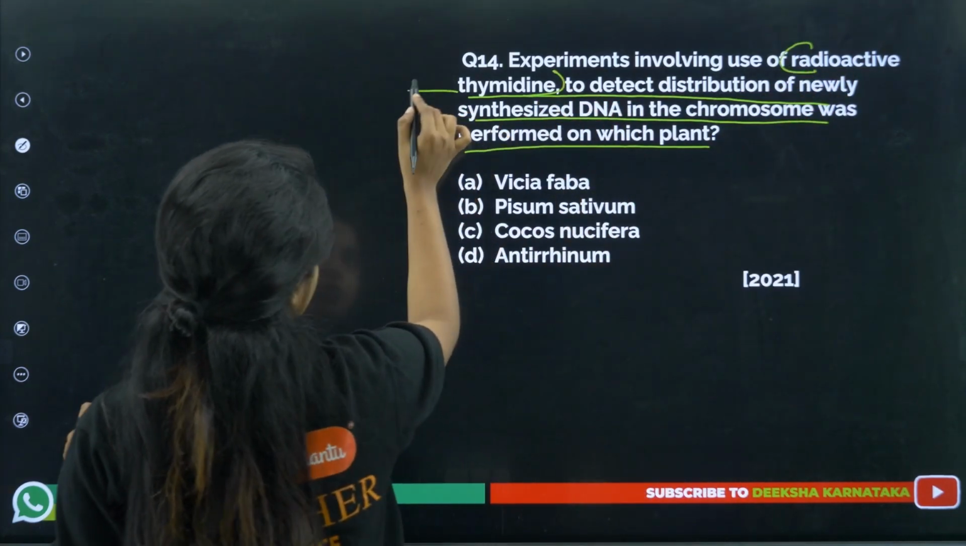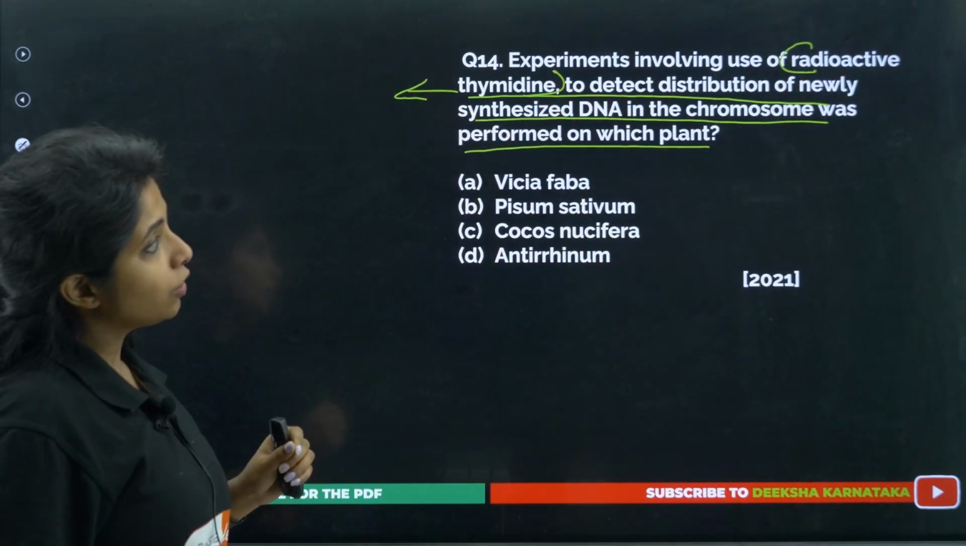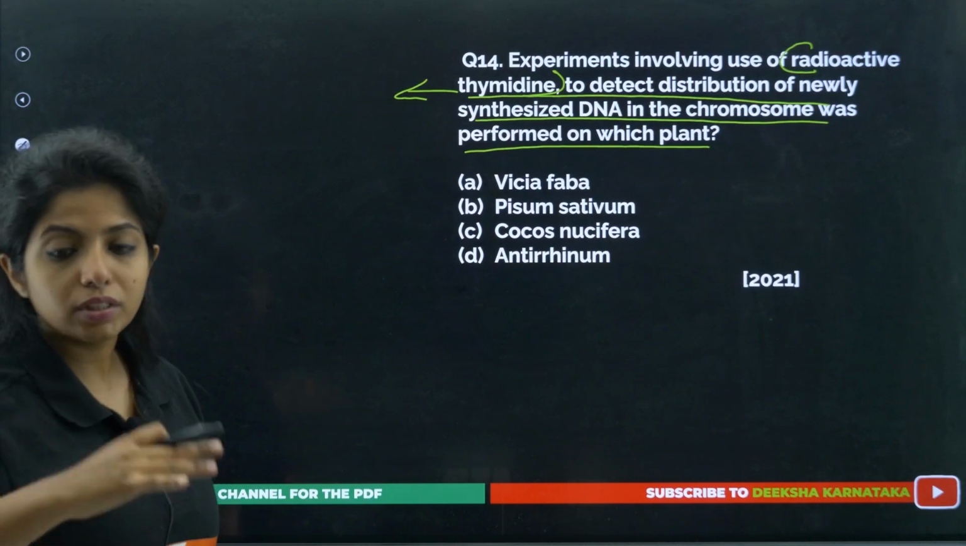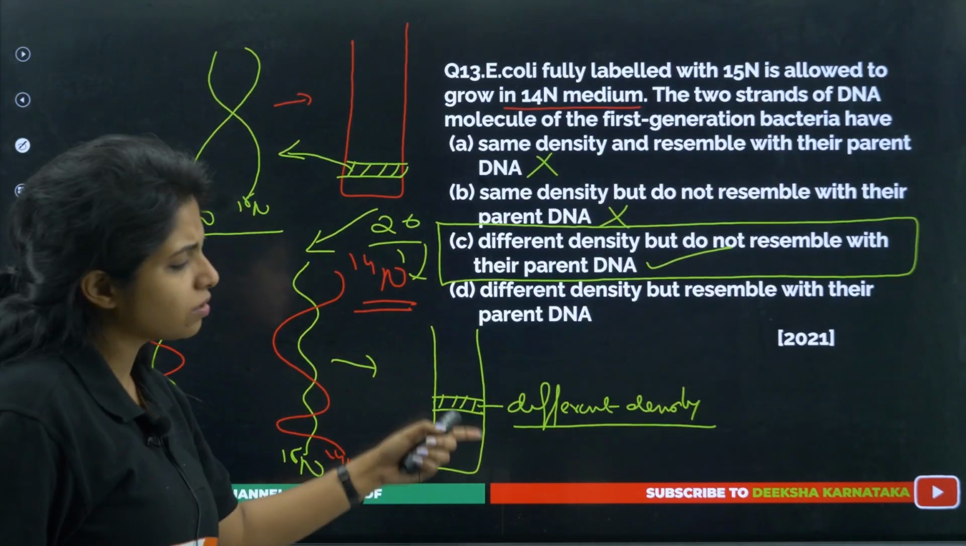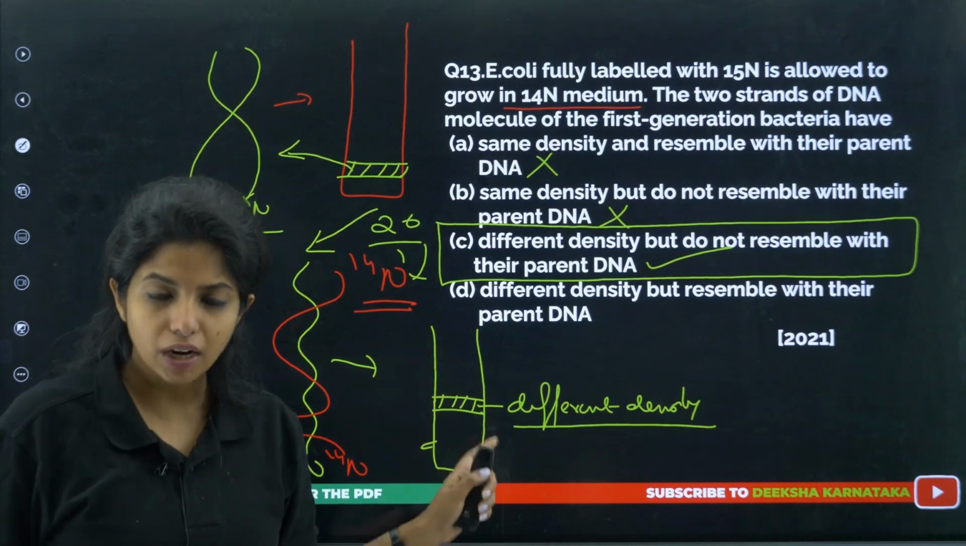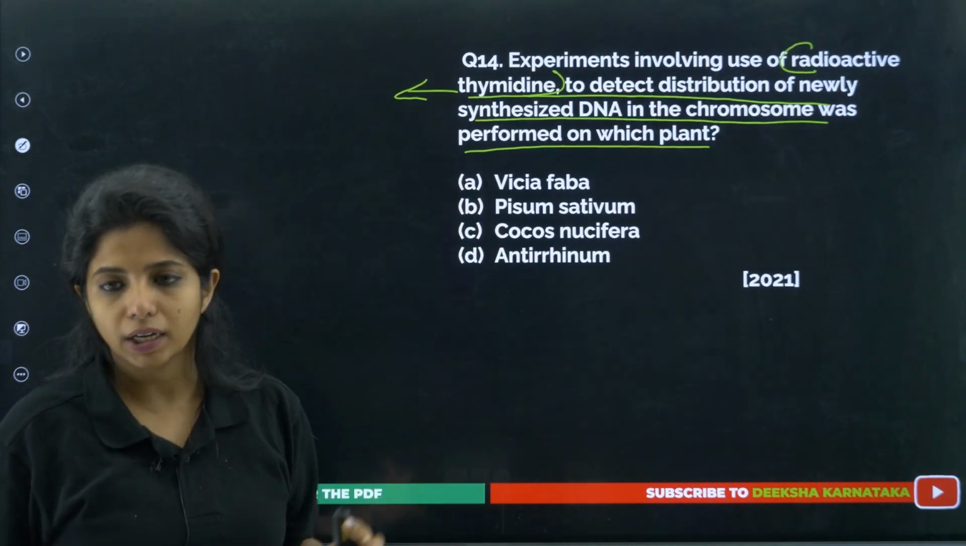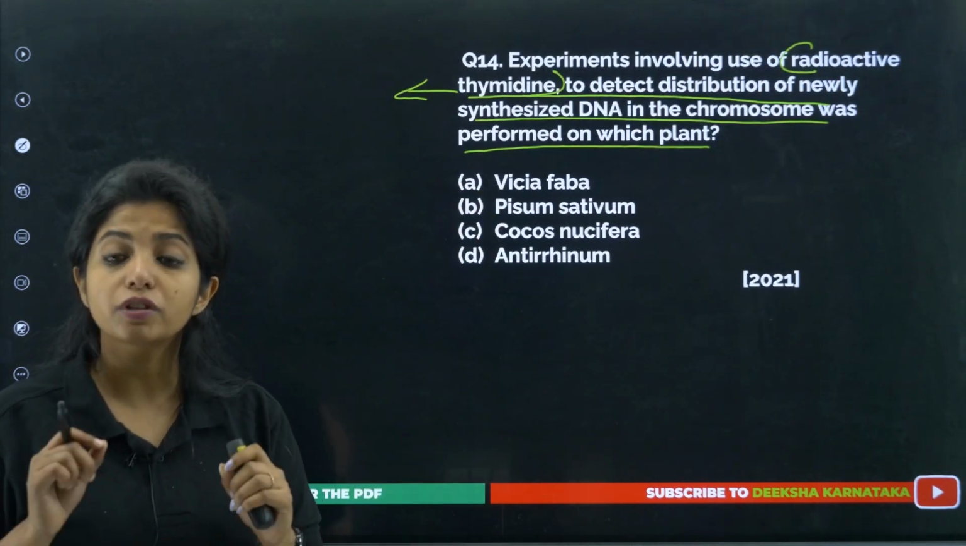Radioactive thymidine you are using. That is one thing. And you are trying to detect it in the distribution of newly synthesized DNA, just like how we were detecting N14. There we were using density centrifugation for understanding that. Here we are using radioactivity. Now, it was used in which particular plant?